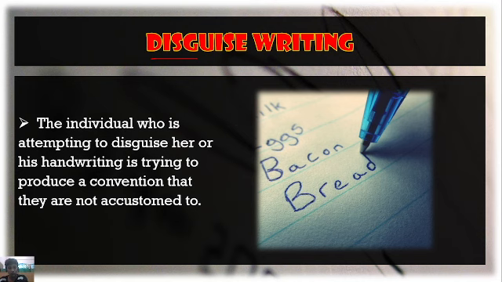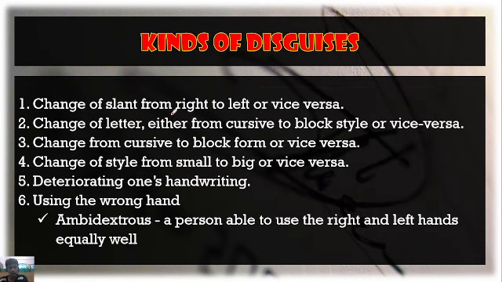Okay? So, what are the techniques, or what are the kinds of disguises? One technique that you could do is change your slant. Kapag pa-right yung slant ng writing mo, babaliktarin mo na. So, magkakaroon ka na ng left slant formation of your handwriting. Instead na vertical or straight, gagawin mo ng left, or papalitan mo yung slant ng normal handwriting mo. So, that is one form of disguising.